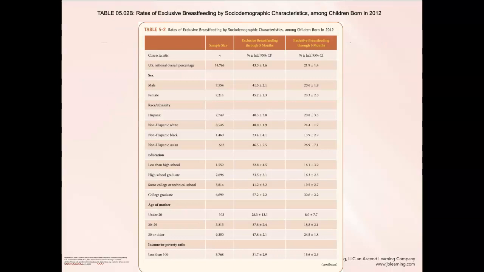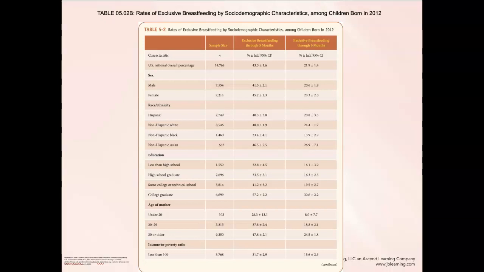So for an example of a descriptive epidemiologic study, this is table 5.2 from your textbook. So please go back to your text and refer to this table as we go through this video. This provides an example of a descriptive epidemiological study. It's looking at U.S. infants born in 2012 who were exclusively breastfed. This table lists their characteristics and describes their characteristics.